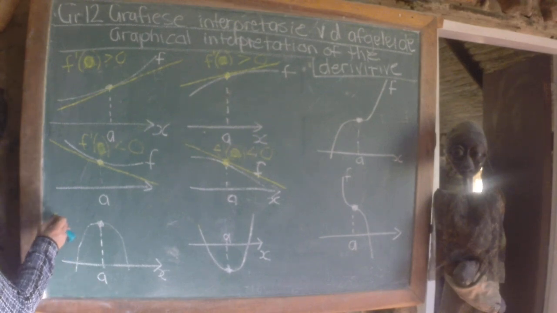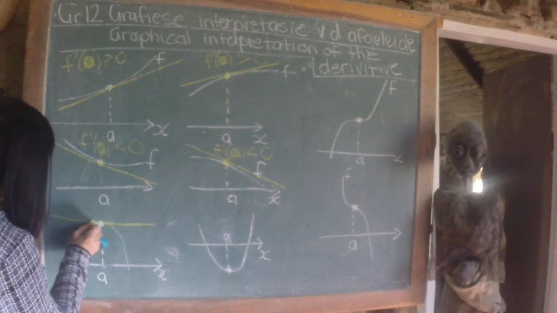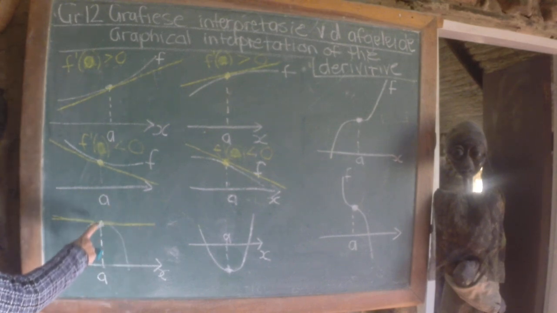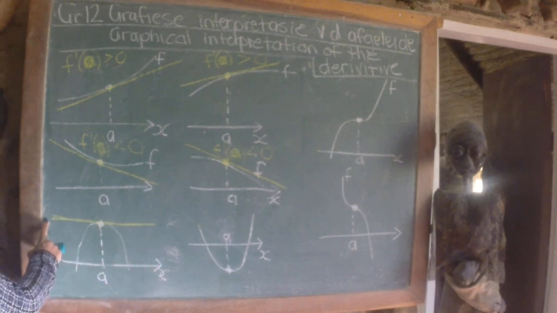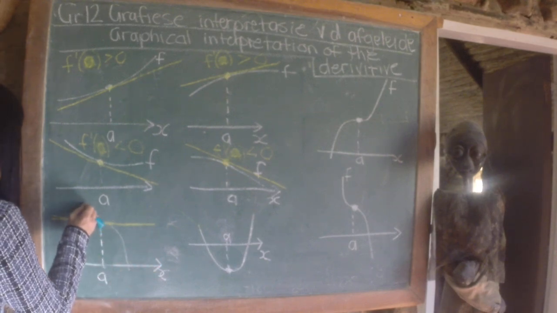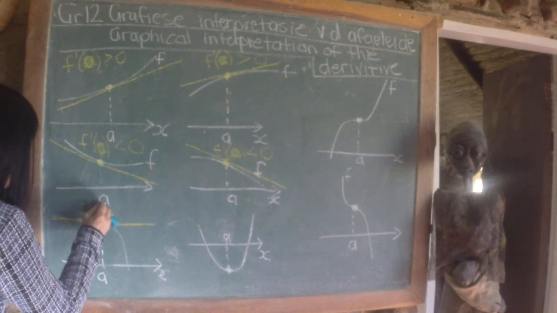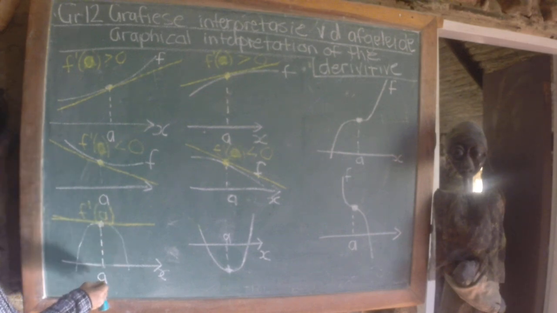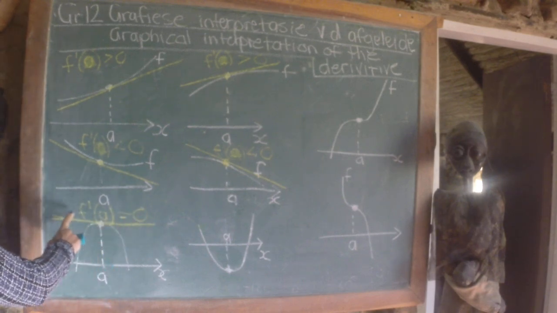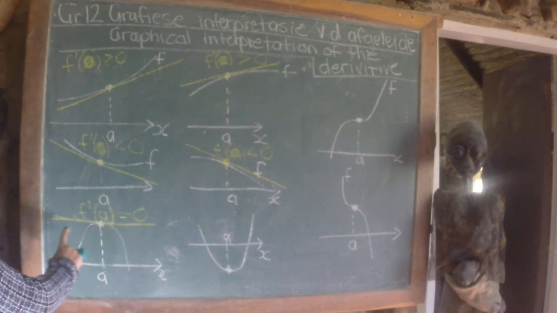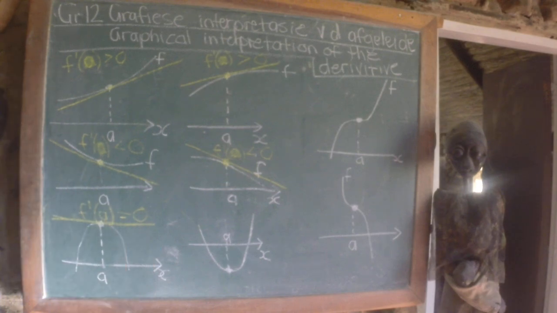Kom ons gaan teken 'n raaklyn nou in by 'n draaipunt. Hier's 'n parabool en ons het die draaipunt daar by waar x gelyk is aan A. So wat gaan die afgeleide wees? Ons weet the gradient of a horizontal line will also always equal 0. So if you get the derivative at that specific x value, it will equal 0. So if the derivative equals 0, you know we are busy with a turning point.